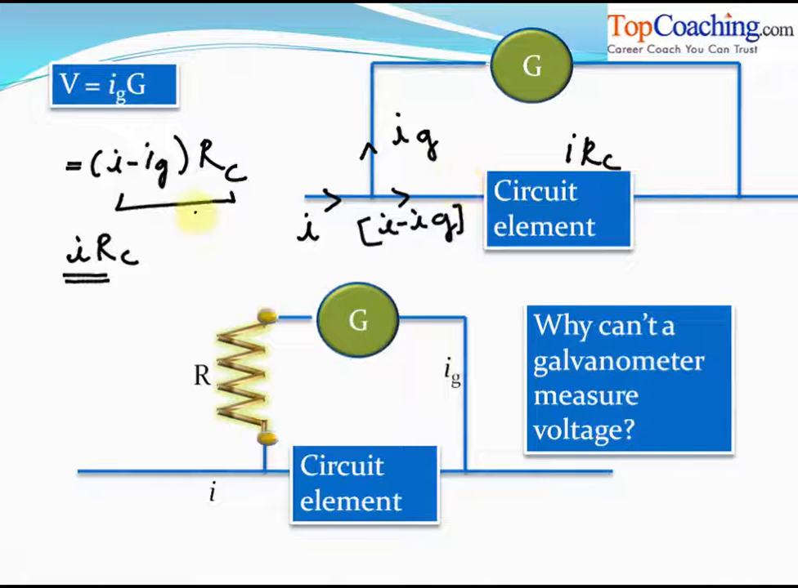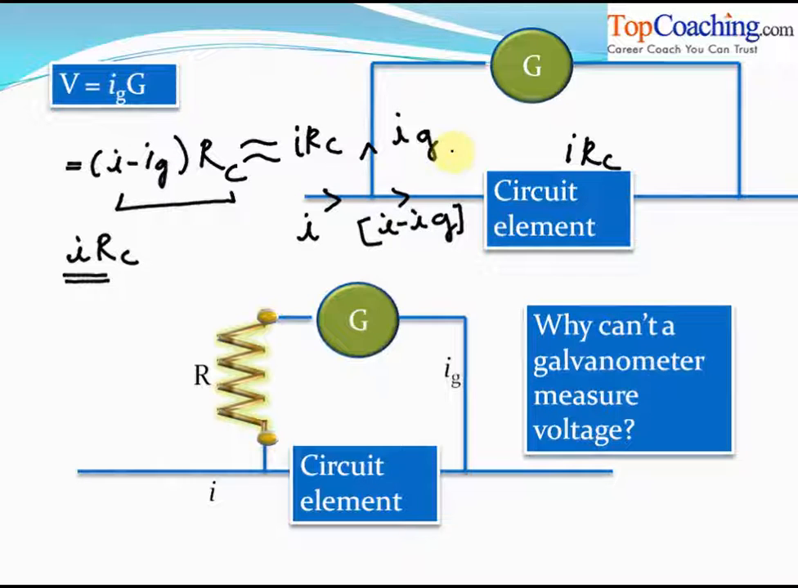The potential difference across the circuit element would have been I into RC had there been no galvanometer. Now with the galvanometer present, the potential difference is I minus Ig into RC because some of the current is taken up by the galvanometer. Now the important point here is that if Ig is very small, in that case I minus Ig into RC would approximately be equal to I into RC. That would mean that almost all of the current is passing through the circuit element and a very small value of current is passing through the galvanometer.